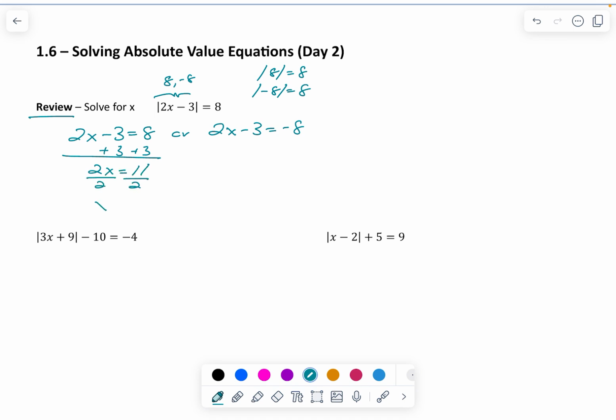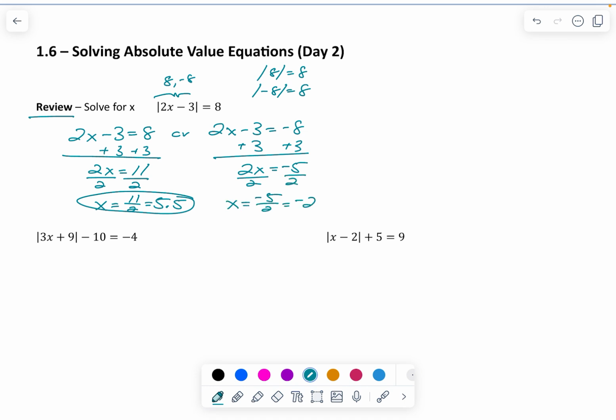Dividing both sides by 2, we get x equals 11 halves, or maybe write 5.5. That's one answer. The other answer, we're going to add 3 to both sides. We get 2x equals negative 5. Divide both sides by 2. And we get x equals negative 5 halves, or negative 2.5. So again, like we learned yesterday, we have to consider two possible answers.